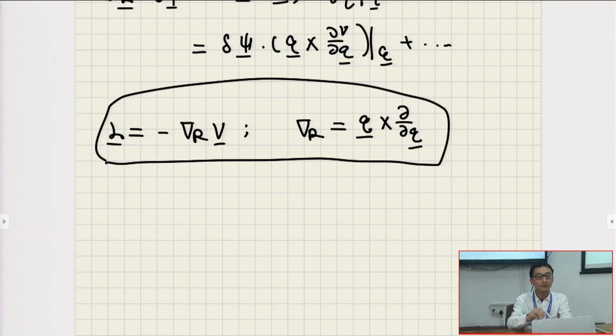The director, or the body-fixed orientation of the particle, can only be written in terms of those three Euler angles. So when you are talking about this gradient, we have defined the gradient for the rotational part as Q cross del by del Q. How are we going to take care of the three Euler angles part?